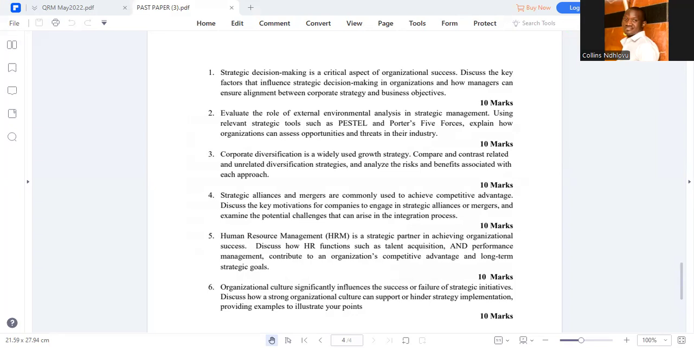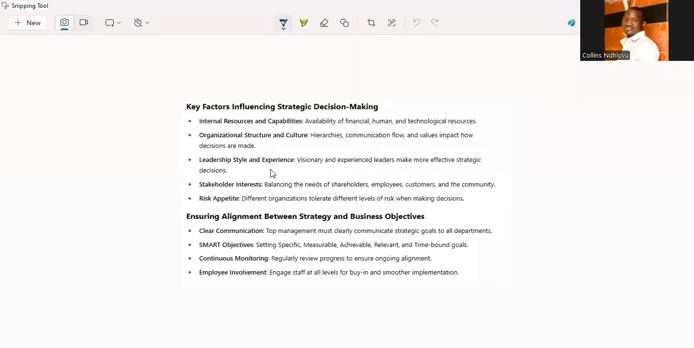So in our discourse during the week, we talked about strategic decision making. We talked about factors that influence strategic decision making. What are some of the factors that influence strategic decision making? We looked at internal resources and capabilities. So internal resources and capabilities is the availability of financial and human and technological resources. These are some of the factors we talked about that influence strategic decision making.